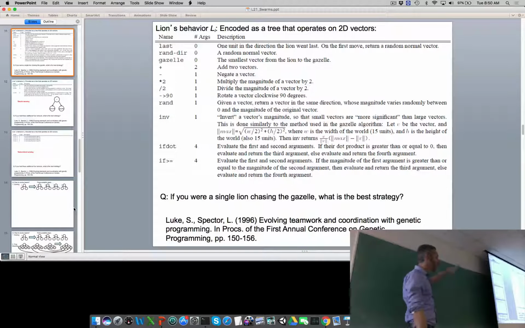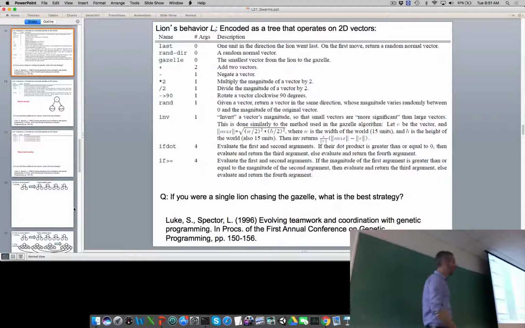If I take this tree and I drop it into each of the 4 lions, at each time step, this node is going to return a vector that connects the lion with the gazelle. This node is going to return a vector, which is a random vector. Those 2 vectors are added together, and this node returns a vector, which dictates the movement of the lion at the next time step. Did you have a question? I was confusing the random direction and random. Oh, okay. So how are our 4 lions equipped with this controller going to do in capturing the gazelle? Still not very well, right? Our lions are having a hard time here.